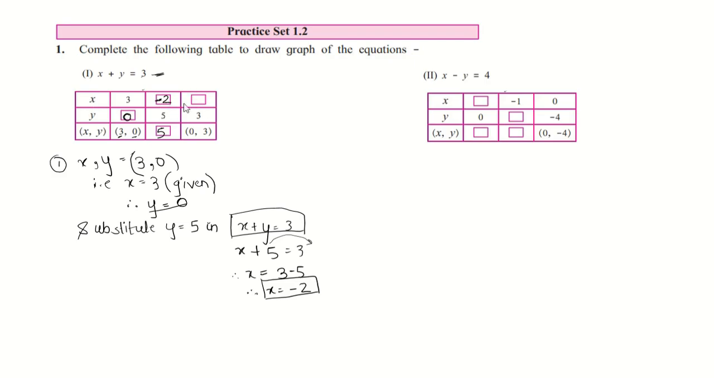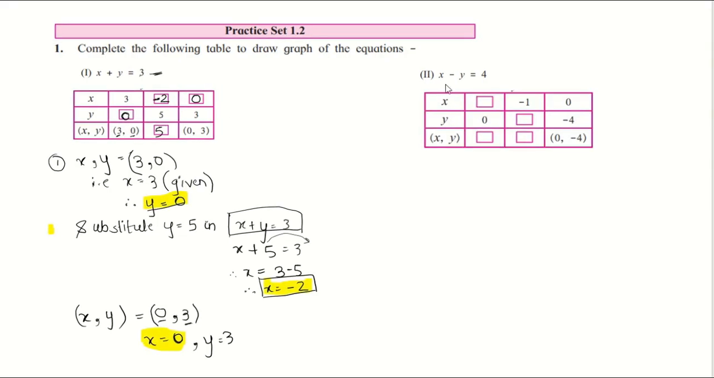Now we need to find out the value of x in the third scenario. In the third scenario, x comma y is already given as 0 comma 3, which means the value of x is this 0 and the value of y is this 3. So in this table x will be 0 and y will be 3.